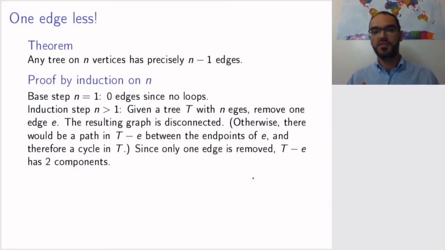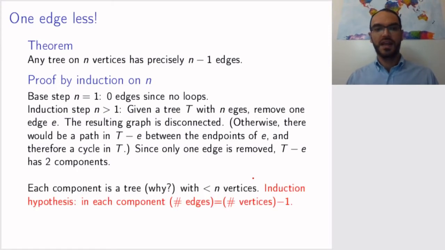Now, since you only removed one edge, the new graph will have two components. An edge just has two endpoints. So by removing an edge, if you're disconnecting the graph, it cannot have 3 or 4 or more components. It has two connected components. So once you have removed the edge, you have your two components, and each of these components is a tree with less than n vertices.